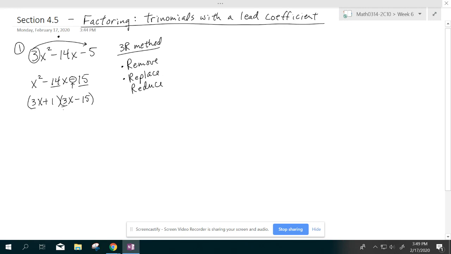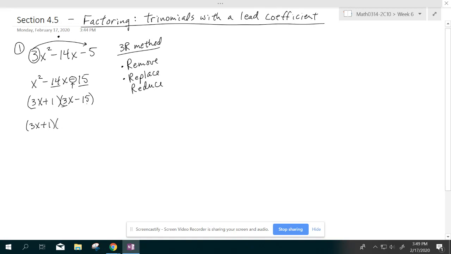And do you see that when I replace it, I put it back in front of each X? And then it's time to do the third R. Reduce. In the first set of parentheses, can I reduce 3 and 1? Will 3 and 1 reduce? No. And so that comes down.